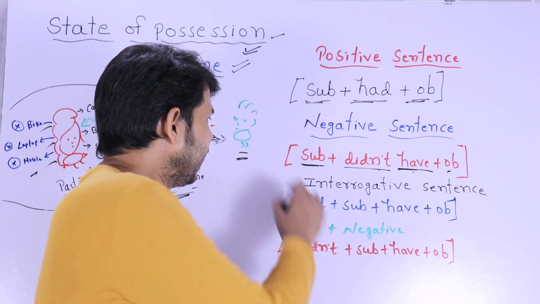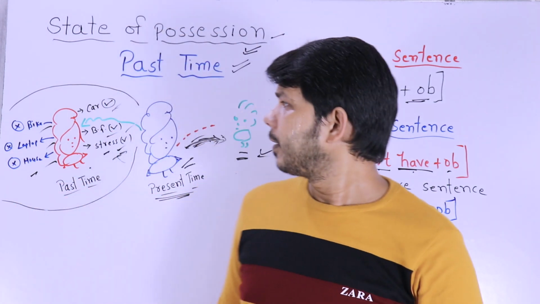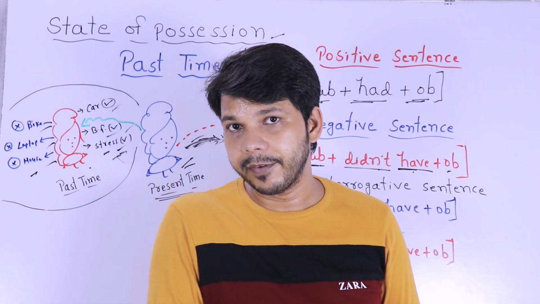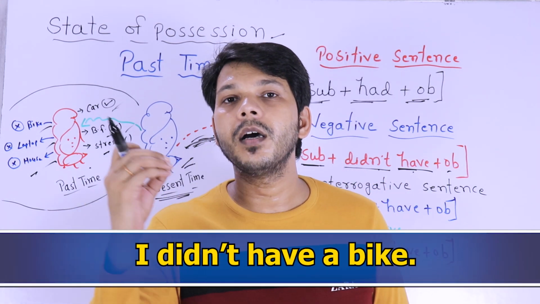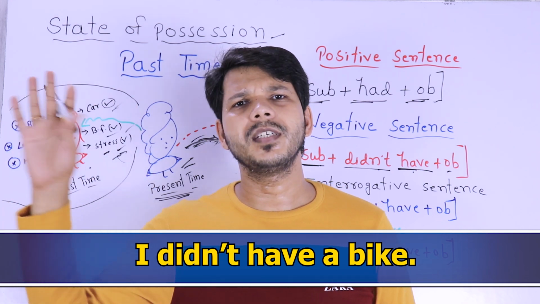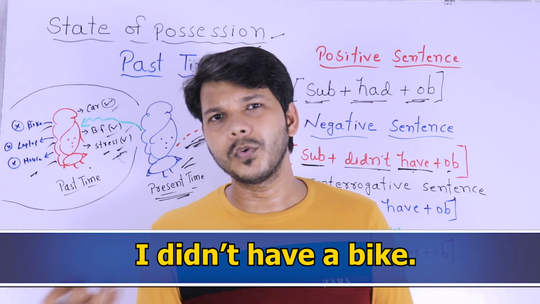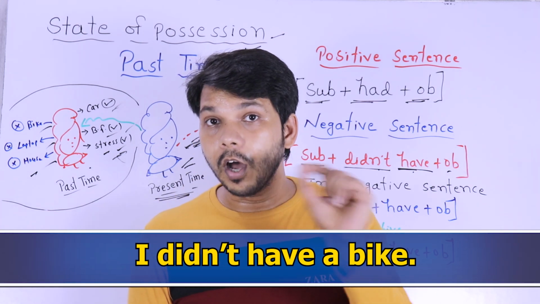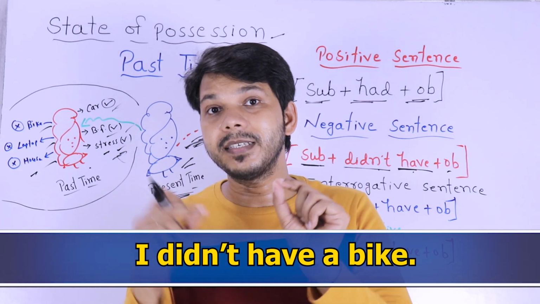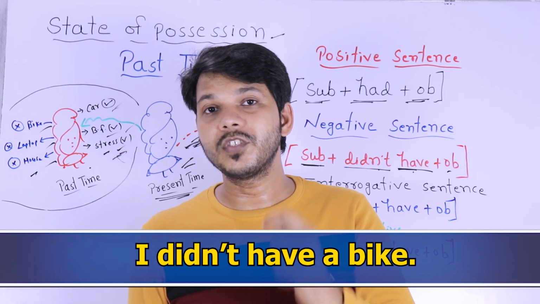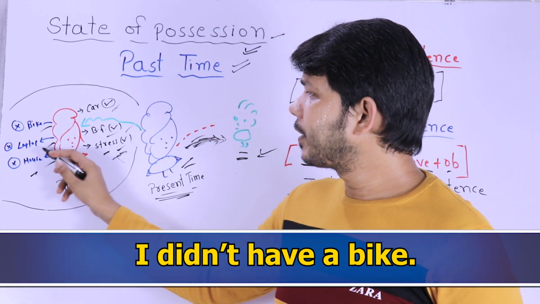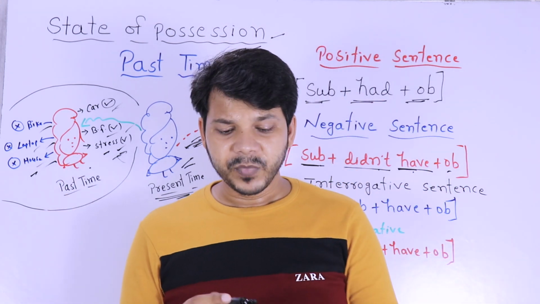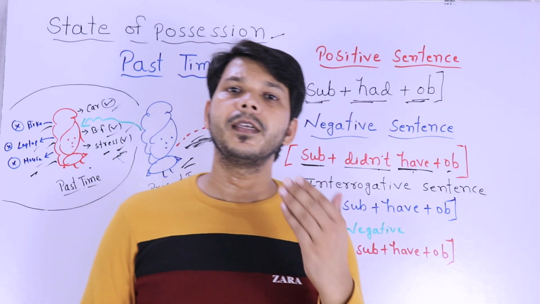After that, object. If this girl has to say that bike did not belong to her, she would say that I didn't have a bike in 2010, 2011 or 2 months ago, 5 months ago. I didn't have, not didn't had. If you say didn't had, it's wrong. So you have to say didn't have. Okay. I didn't have a laptop. I didn't have a house. So I didn't have. I didn't have a car in 2009.